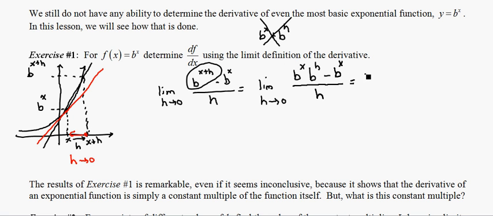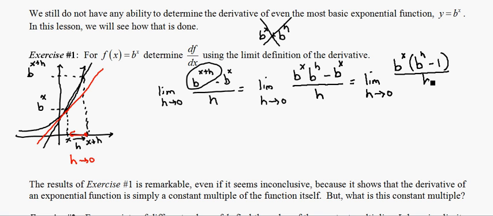Alright, let's take a look. Hopefully you said, I can factor out a b to the x. Right? And that leaves me with b to the h minus 1, all divided by h.